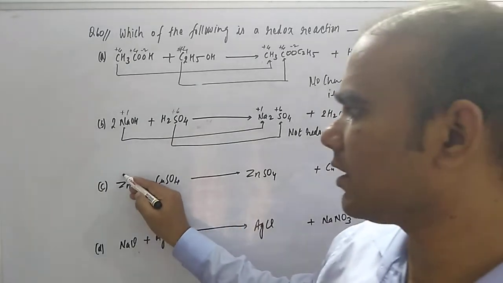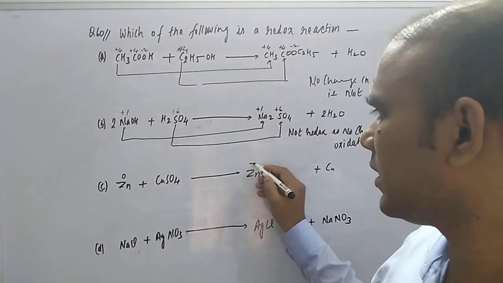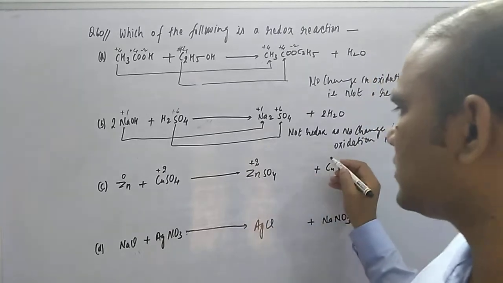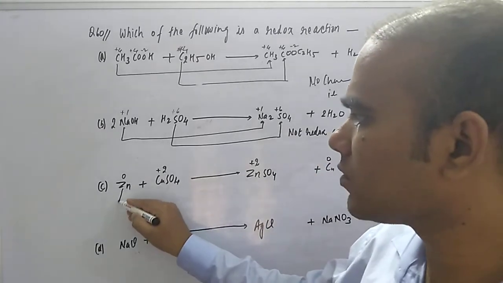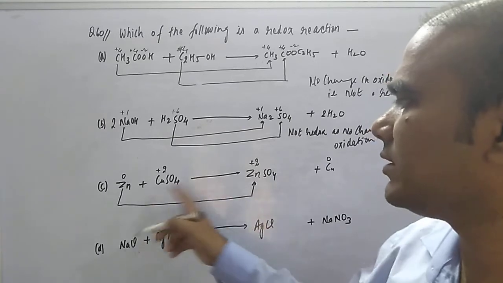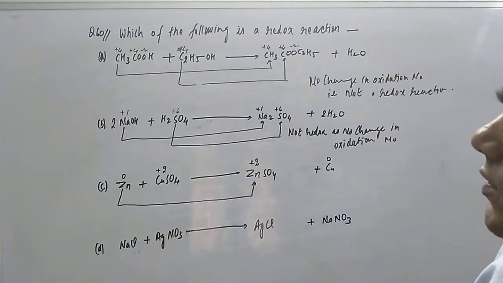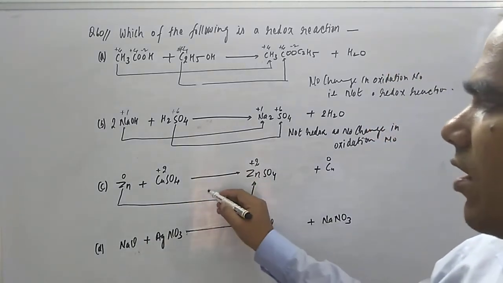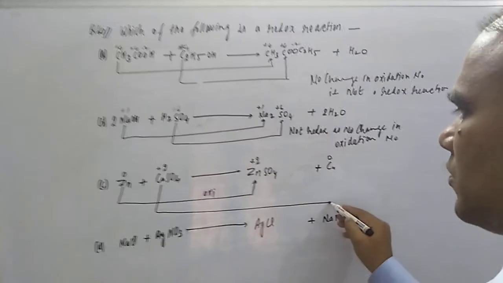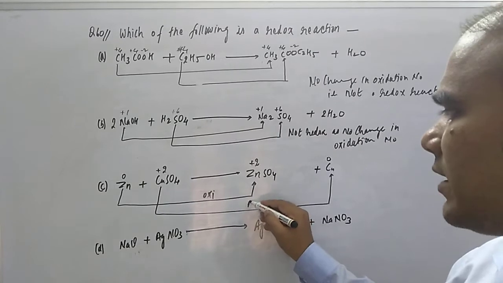If you see zinc here 0, here is plus 2, here plus 2, and here 0. So zinc to Zn+2, student, this is the oxidation reaction, okay, and plus 2 to 0, student, this is the reduction reaction.